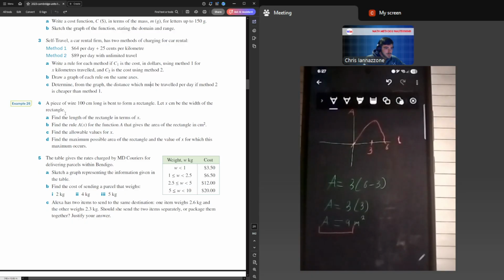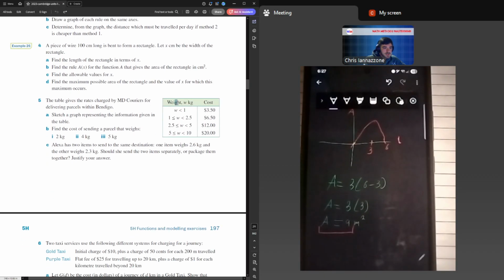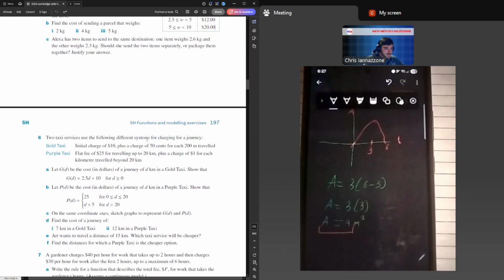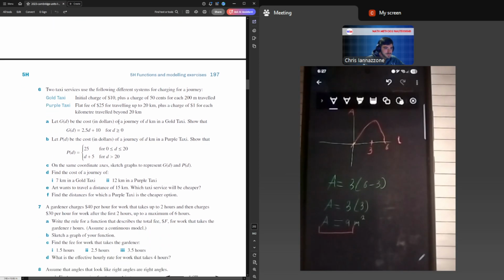Rectangle, find length, rule of area. So we've done this one before, 26. This is maximizing area. This one here, you can see a table, likely to be a piecewise. Initial charge, fixed variable charge, probably going to be linear. This one will actually be a piecewise. You've got a flat fee for a particular domain, and then a variable fee for everything after 20 kilometers.